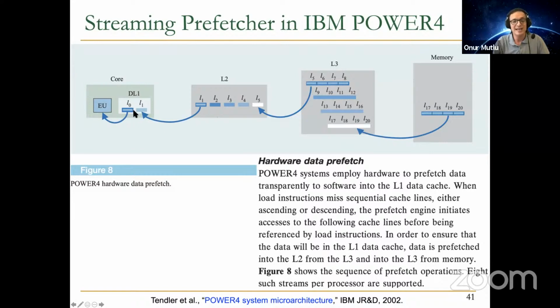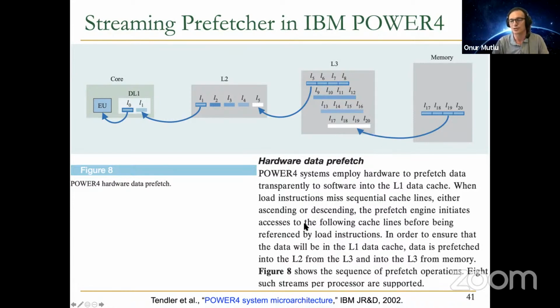And basically, they bring data from L2 to L1, L3 to L2, and memory to L3. For example, if you look at the L3 access pattern, L3 needs to supply the data I5, I6, I7, I8, and then it supplies I9, I10, I11, I12, and then it supplies I13, I14, I15, I16. And while that's happening, memory can actually also provide the data into the L3, as you can see.